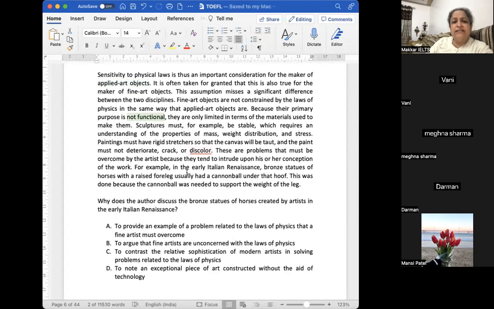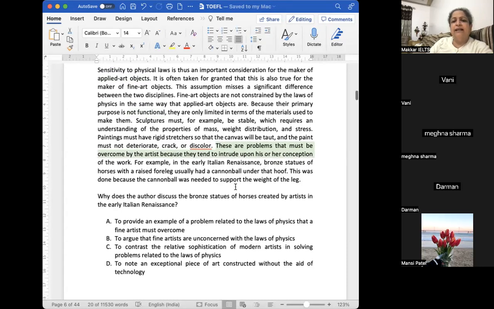तो उसने ये जो horses का example, bronze statues of horses का, क्यों दिया है? उसने दिया है कि these are problems that must be overcome by the artist. ये जो problems हैं physics के laws वाली, properties of mass, weight distribution, these are problems that must be overcome by the artist because they tend to intrude upon his or her conception of the work. फिर उसने example दिया इस बात का, in the early Italian Renaissance, bronze statues of horses with a raised foreleg usually had a cannonball under that hoof.